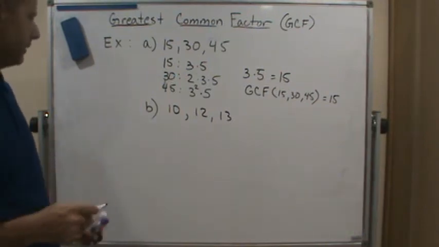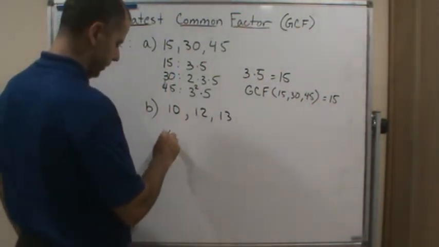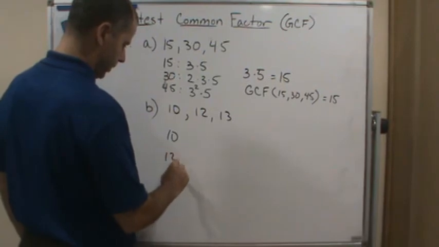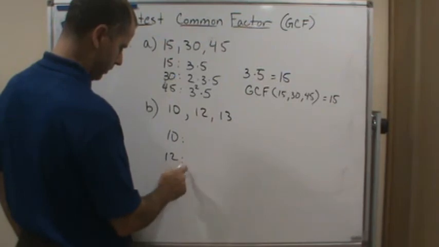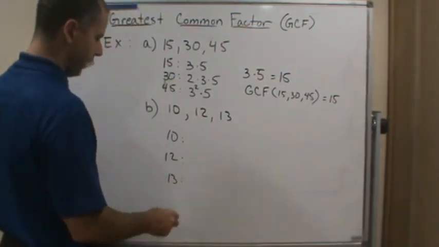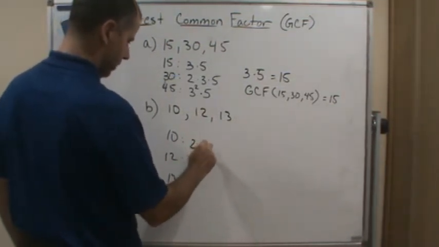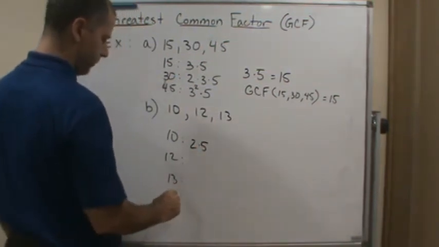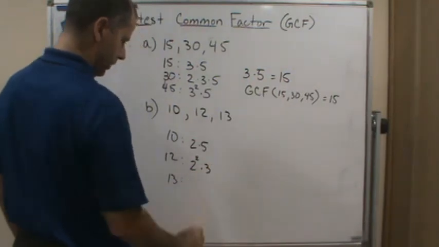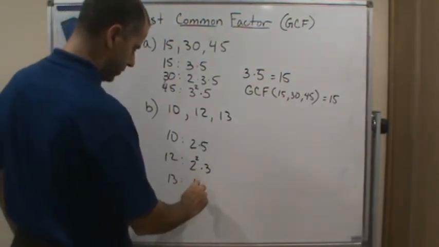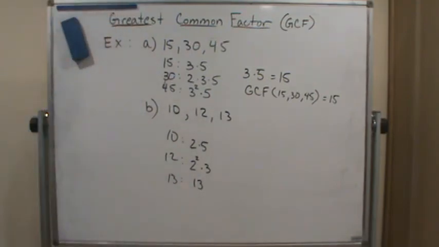Okay? Now, what about this one? So let's do the same thing for B. So we got 10, 12, and 13. So now 10 is 2 times 5. 12 is 2 squared times 3. And then 13 is just 13. 13 is prime. Okay?